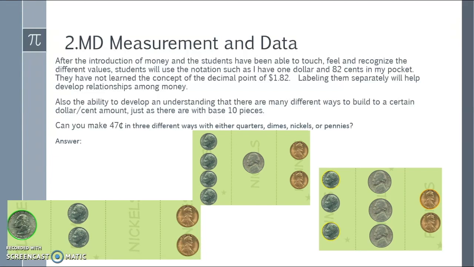The 3 that I came up with were a quarter, 2 dimes, and 2 pennies. So 25, 35, 45, 46, 47. Or 4 dimes, a nickel, and 2 pennies. So 10, 20, 30, 40, 45, 46, 47. Or 3 dimes, 3 nickels, and 2 pennies. 10, 20, 30, 35, 40, 45, 46, 47. There are many different ways that you could do this. Here is just a few of them. You probably had something different.